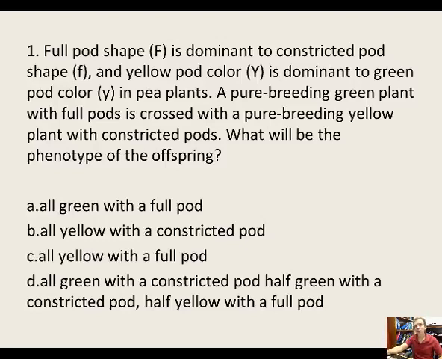The first question: full pod shape capital F is dominant to constricted pod shape lowercase f, and yellow pod color capital Y is dominant to green pod color lowercase y in pea plants. A pure breeding green plant with full pods is crossed with a pure breeding yellow plant with constricted pods. What will be the phenotype of the offspring?